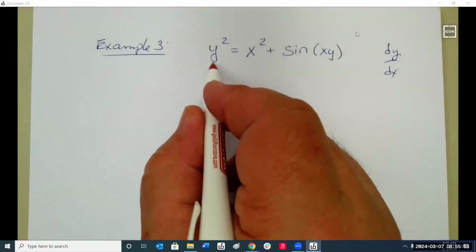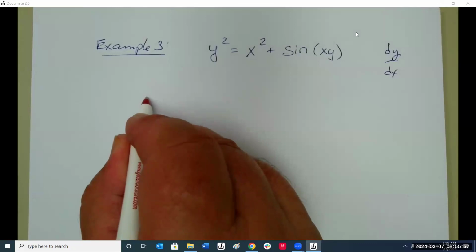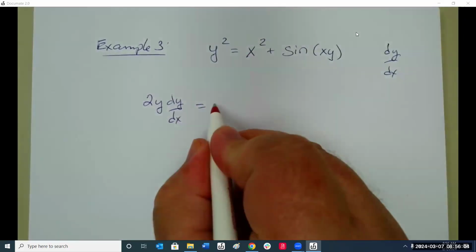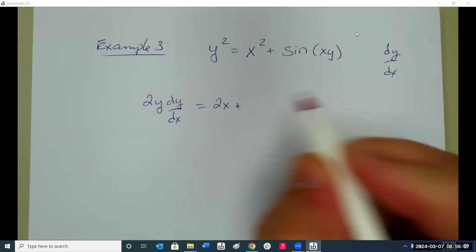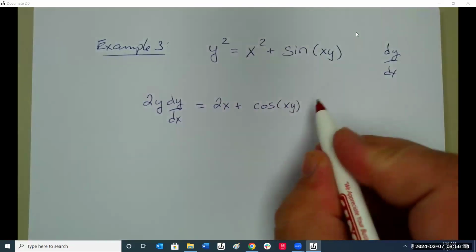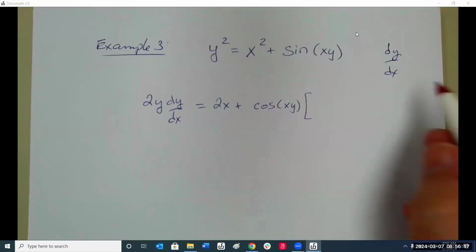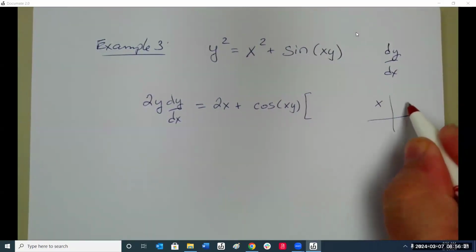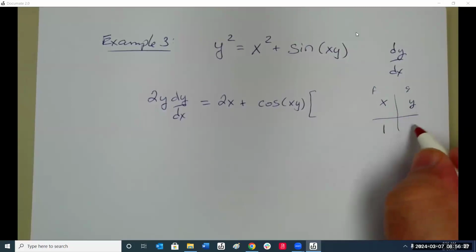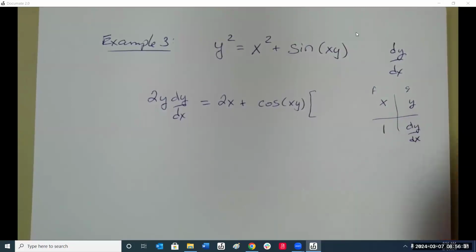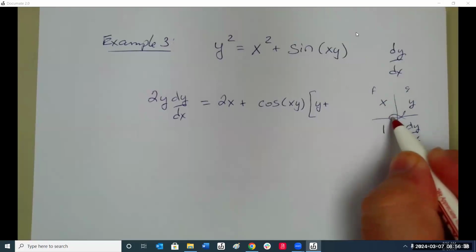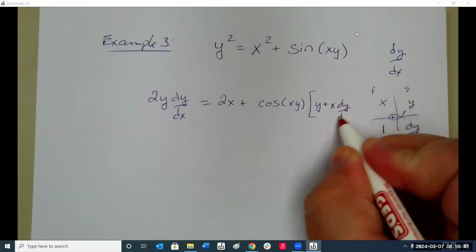All right. The derivative of y squared is what? 2y dy/dx. Derivative of x squared, 2x. Derivative of sine is cosine. The derivative of x times y: this is my f, this is g. So derivative of f is 1, derivative of g is dy/dx. So it's y plus x dy/dx.